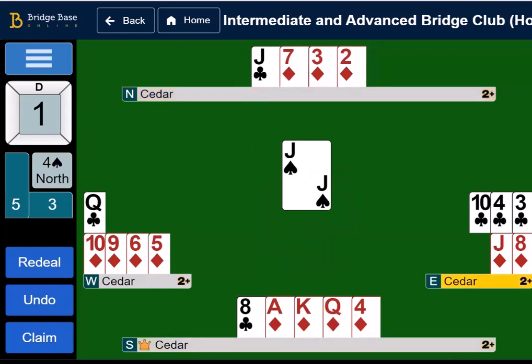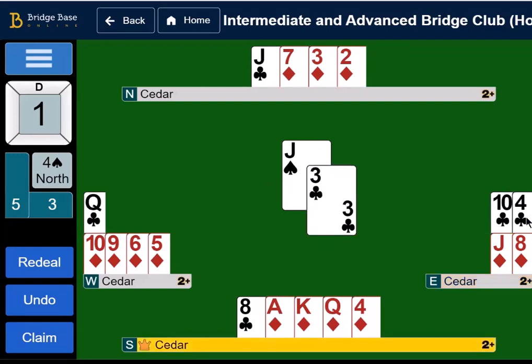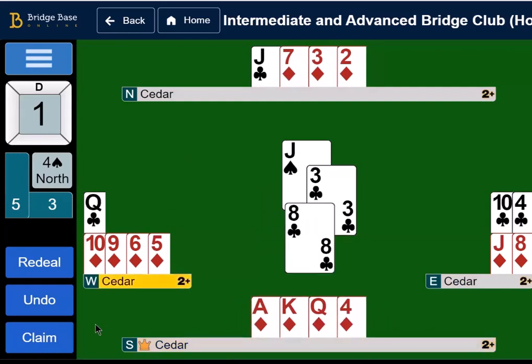So here we go with our squeeze. East can do anything he likes. He's not really the person being squeezed. Come on, come on. There you go. And that's a useless card to us. But Paul West actually did have both the guards.